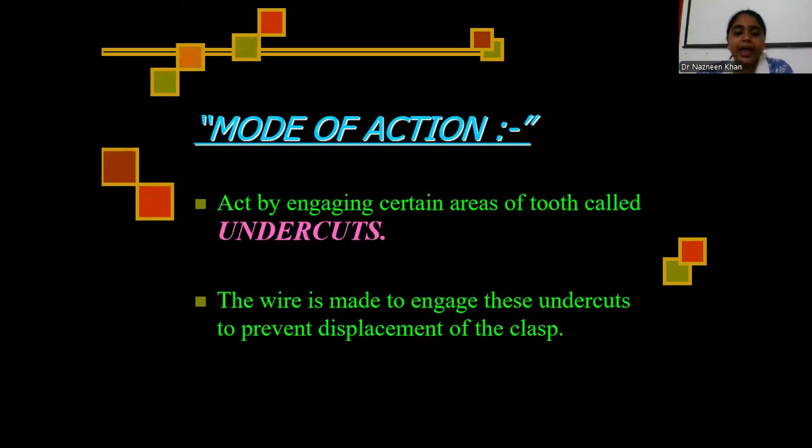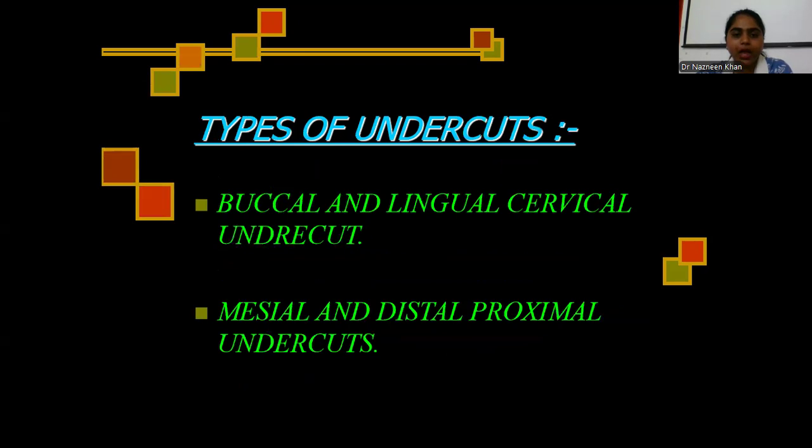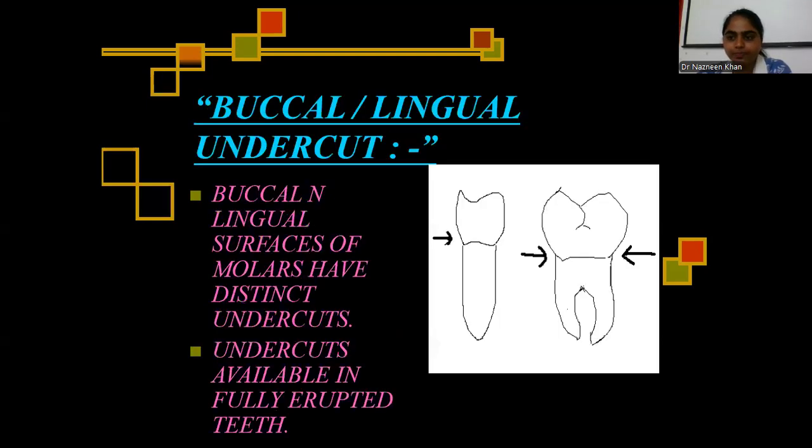Mode of action: clasps act by engaging certain areas of a tooth called undercuts. The wire is meant to engage these undercuts to prevent displacement of the appliance. Types of undercut: buccal and lingual, cervical undercuts, and mesial and distal proximal undercuts. Buccal and lingual undercuts: the buccal and lingual surfaces of a molar have distinct undercuts, available in fully erupted permanent teeth.